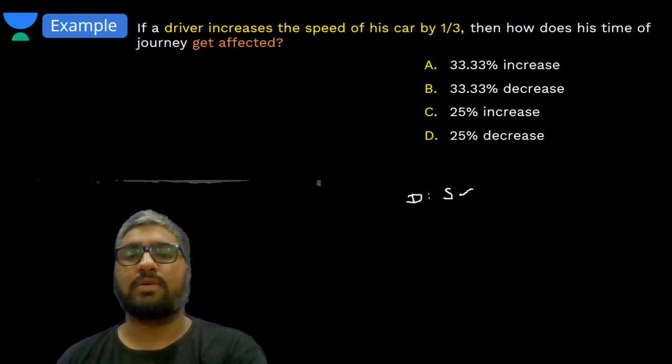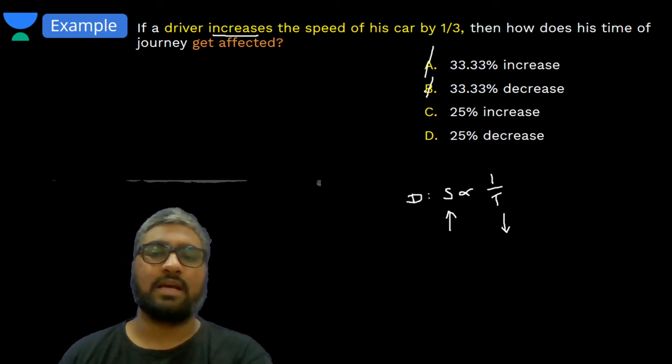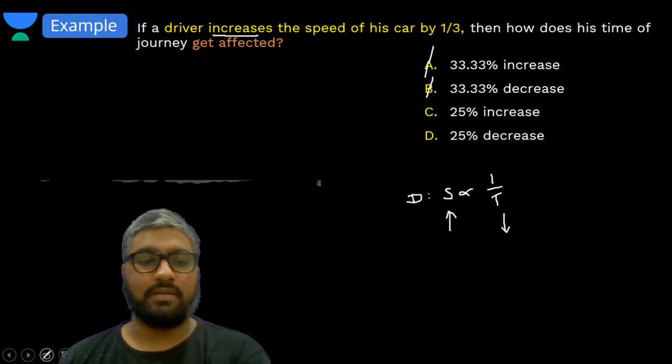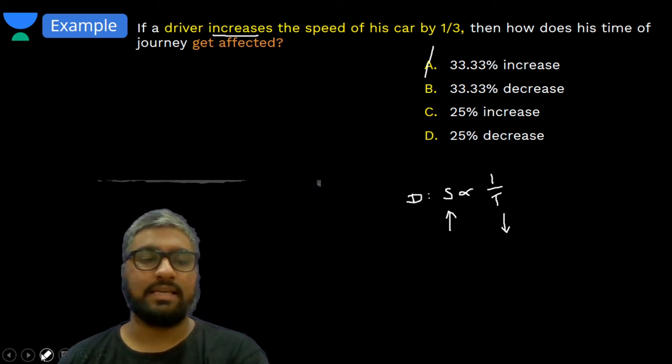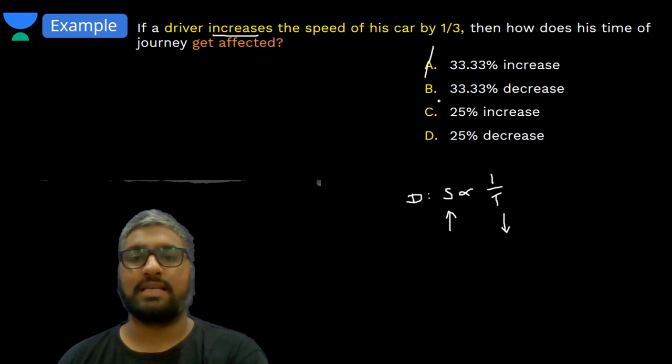So what do we know about speed and time, guys? Speed and time are inversely proportional, which means if speed increases, time has to decrease. So I can eliminate options A and B. Sorry, the other way around, my bad. I can eliminate options A and C. So options A and C are eliminated.